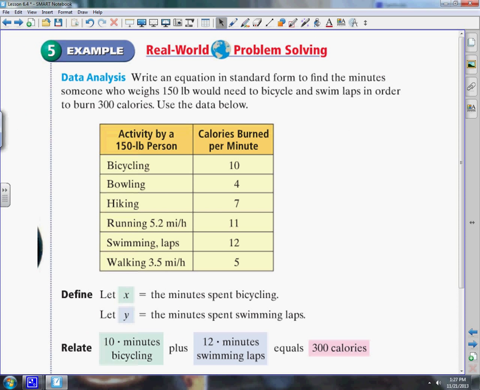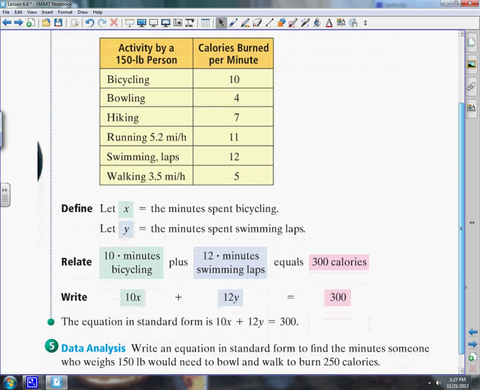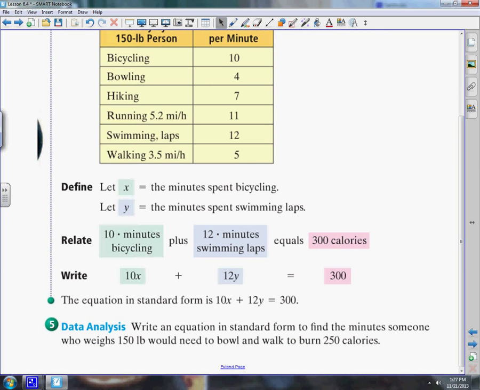All right, write an equation in standard form to find the minutes someone who weighs 150 pounds would need to bicycle and swim laps in order to burn 300 calories. Use the data below. So, an activity by a 150-pound person: bicycling, they burn 10 calories per minute. Bowling, they burn 4. Hiking, they burn 7. Running, they burn 11. Swimming, they burn 12. And walking, they burn 3.5.